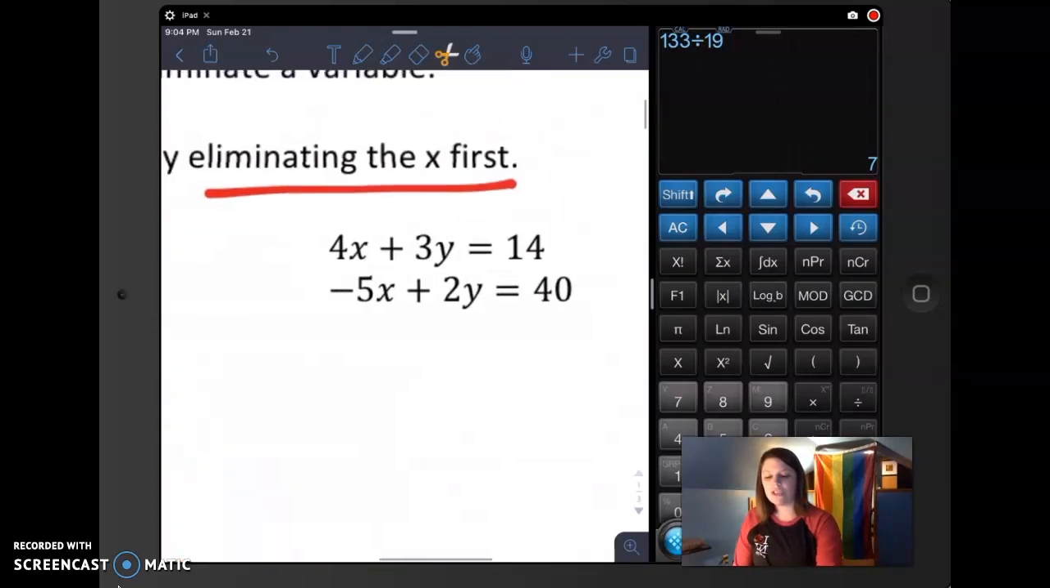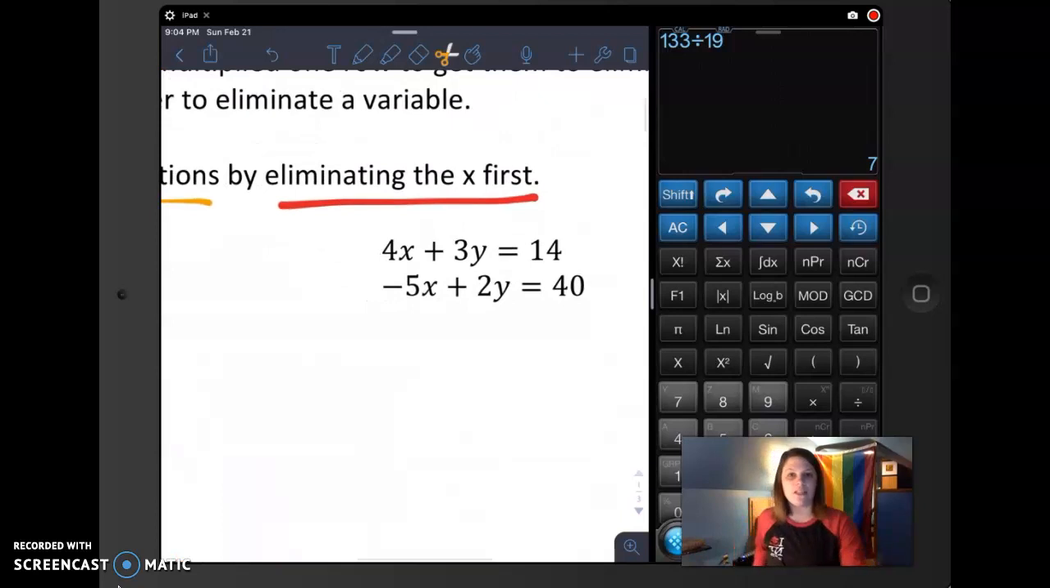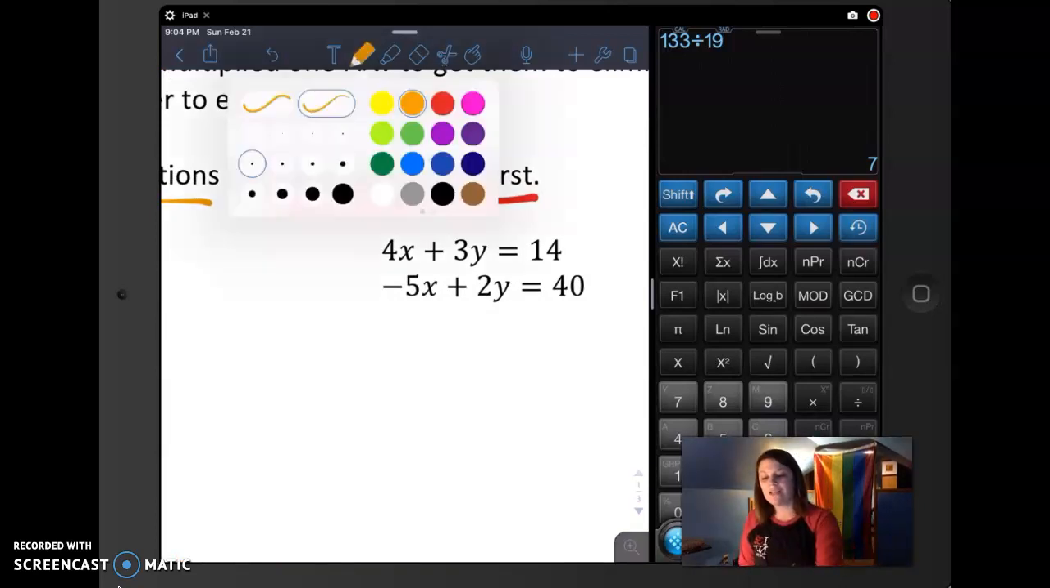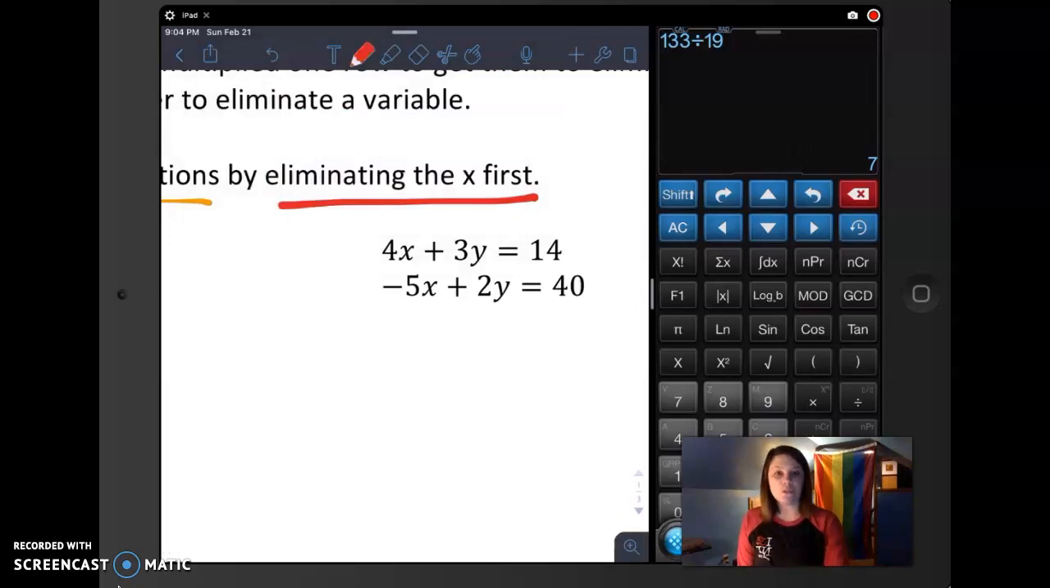So remember, the question is telling you to eliminate the x's. So we're going to just focus on the x's. It's absolutely possible to eliminate the y's if you want to. But the way we're learning right now, it's just going to tell you that you need to try and eliminate the x's. So again, we're going to multiply by the opposite number. We're going to multiply the top number by the bottom one and the bottom one by the top one.